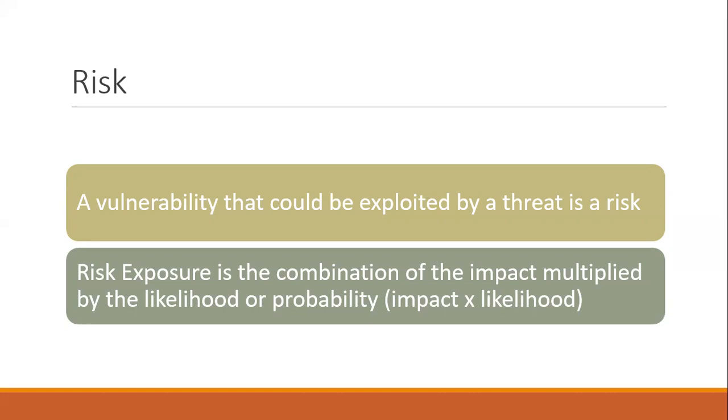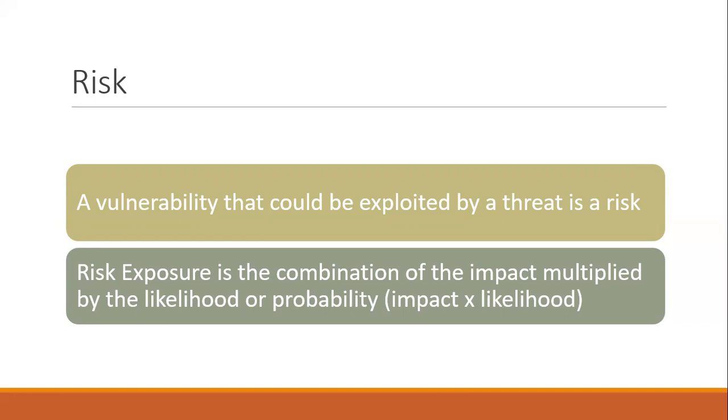What is a risk? A vulnerability that could be exploited by a threat is a risk. So if there is a vulnerability, but there's no threat to that vulnerability, then that means that there's no risk. If there's a threat, but there's no vulnerability to be exploited, again, there is no risk. So a vulnerability is a weakness. A threat is a deliberate or accidental actor that could exploit a vulnerability. And that would result in a risk. A vulnerability that could be exploited by a threat is a risk.